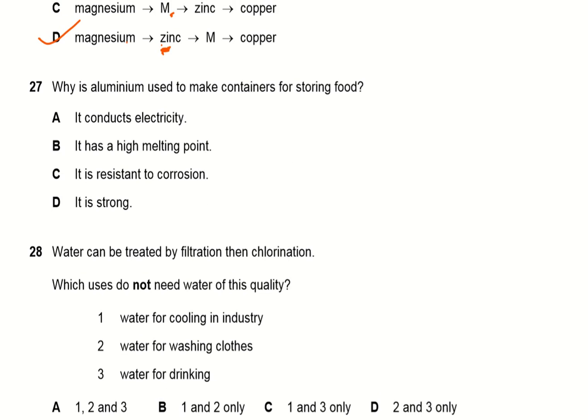Why is aluminum used to make containers for storing food? Electrical conductivity: we don't need electrical conductivity for storing food. It has a high melting point.